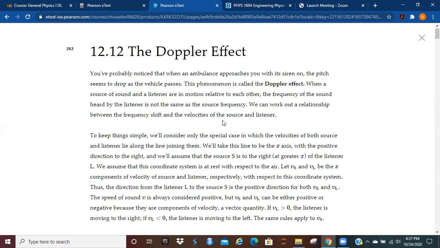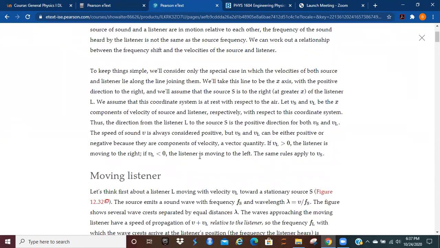So let's take a look here at the Doppler effect. Obviously, when an ambulance approaches you with its sirens on, the pitch seems to drop as the vehicle passes. That is known as the Doppler effect. When the source of sound and a listener are in motion relative to each other, then the frequency of the sound heard is not the same as the source frequency, and you can work out the relationship between the two.